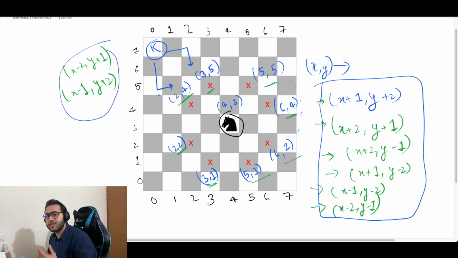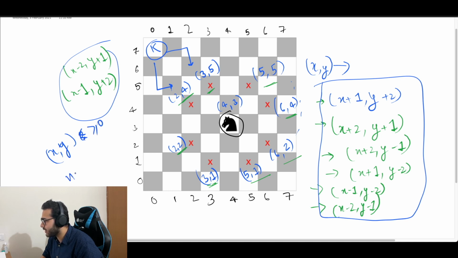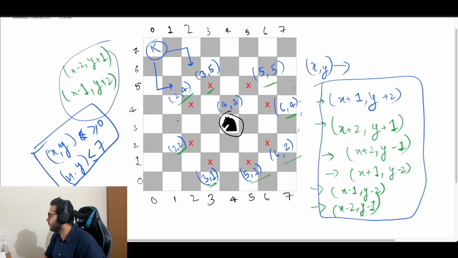So we also need to take care that if our knight is in the corner, then only certain moves are allowed. For that, we can have a check that both coordinates x comma y should always be greater than or equal to 0, and less than or equal to 7. If these conditions are satisfied, then we can plug the values in and check what are all the values the knight can go to in that particular move.